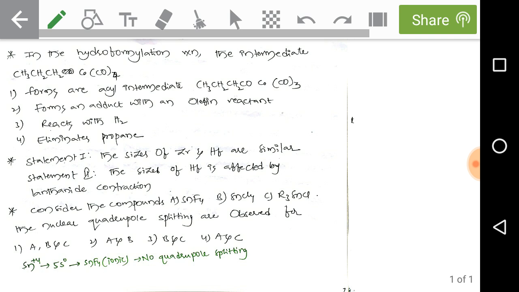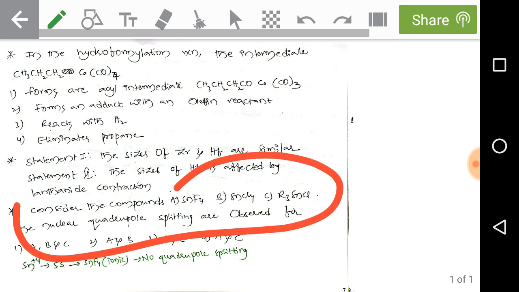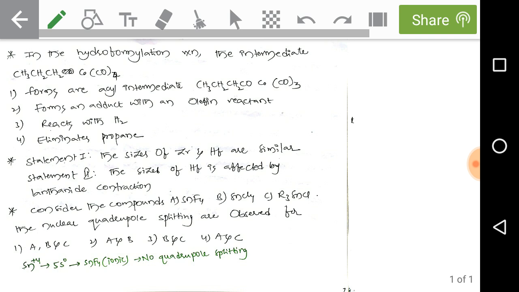Okay, next question, consider the compounds tin tetrafluoride, trialkyl tin chloride. The nuclear quadrupole splittings are observed for which? Just remember that s electron density contributes to quadrupole splitting. Now here tin tetrafluoride is considered an ionic compound where tin is in the +4 oxidation state. That's why the s orbital doesn't have electron density, so no quadrupole splitting is observed for tin tetrafluoride.